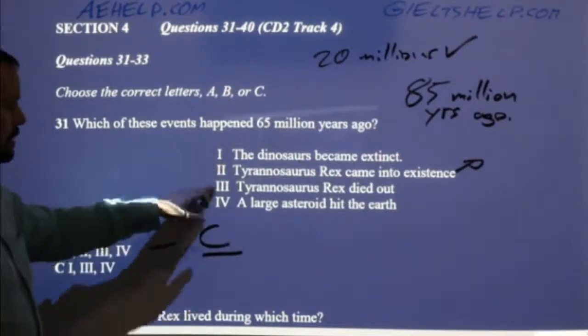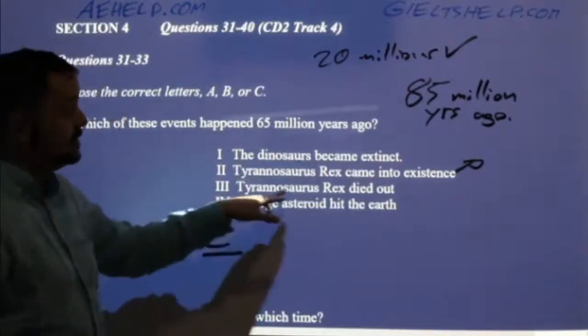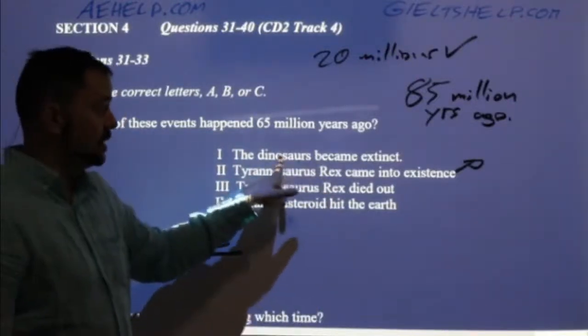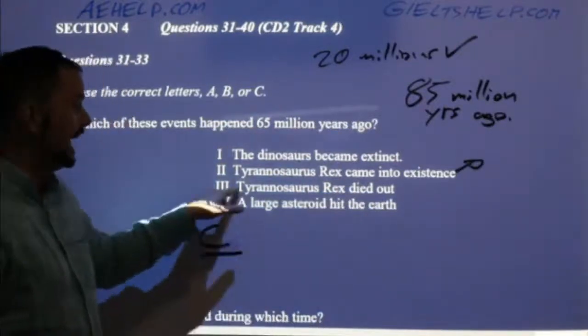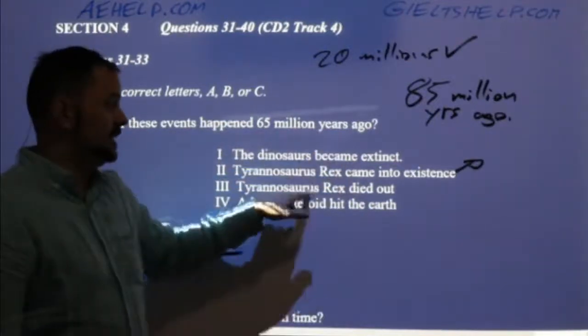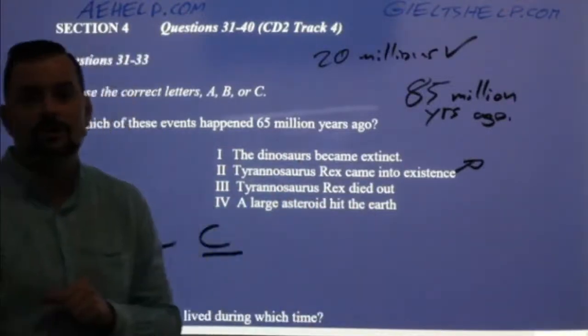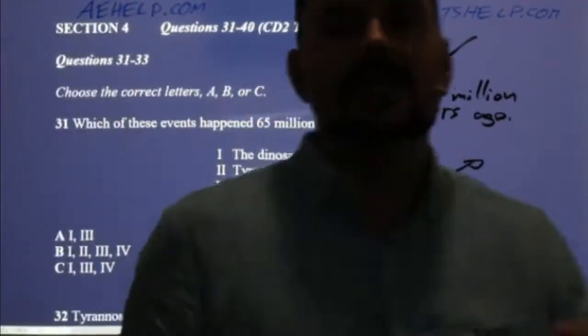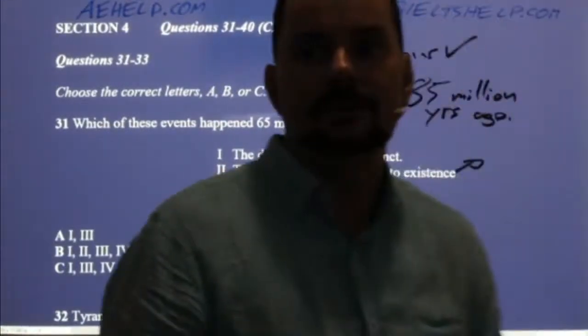Now, 1, 3, and 4 make sense. So dinosaurs became extinct. Tyrannosaurus rex is a dinosaur. Of course, then, Tyrannosaurus rex died out. Why did the dinosaurs become extinct and T-Rex die? Because a large asteroid hit the Earth. So it makes sense that we have those 3 together.